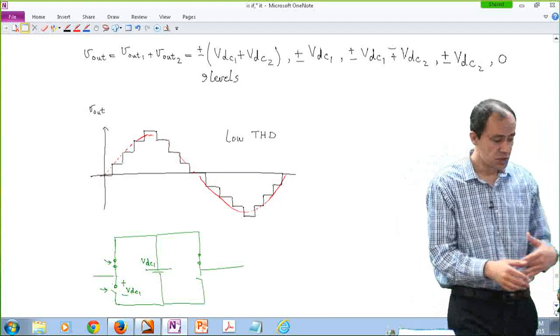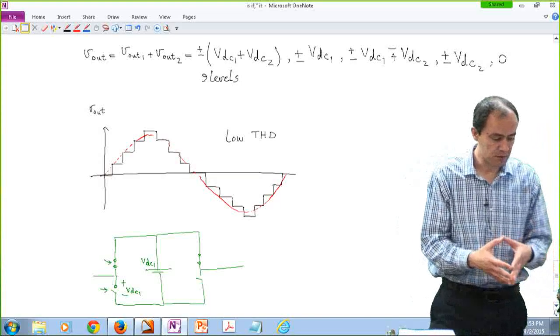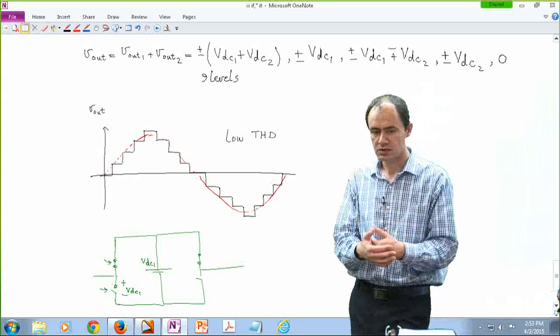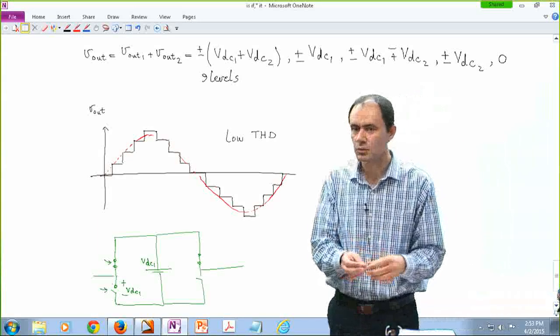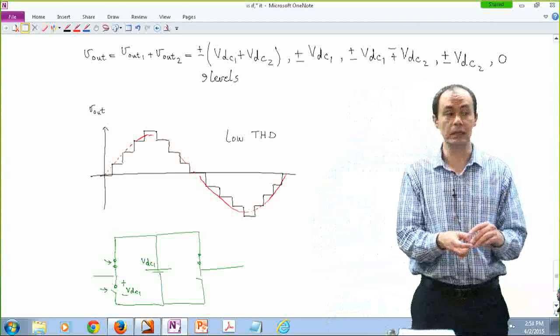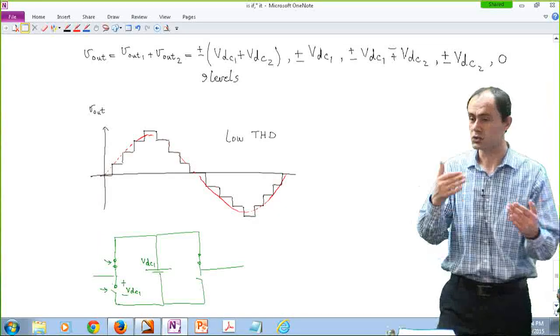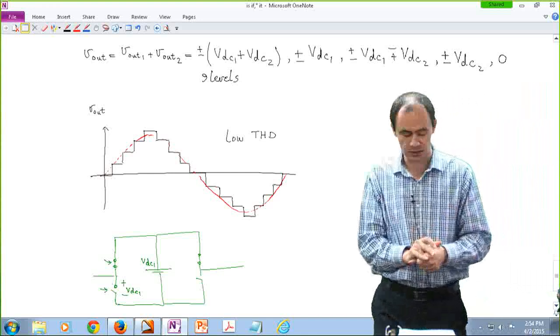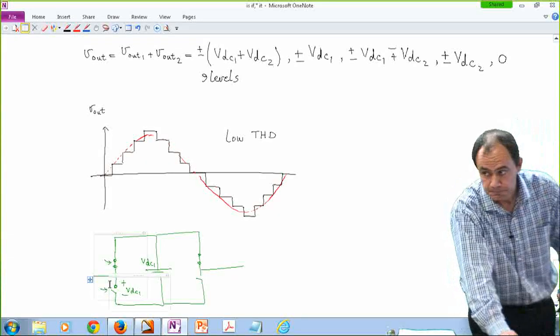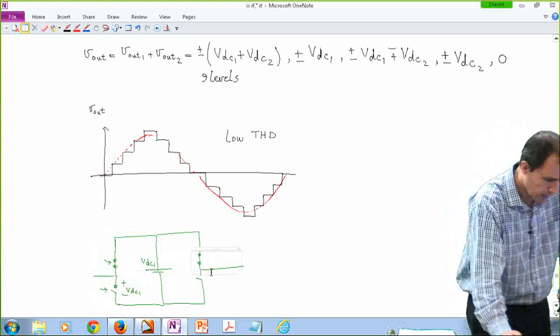All right. So this is the major advantage of these converters, which is, for instance, if you are using 600-volt IGBTs, potentially you can go as an output voltage which is as high as, ideally, 1,200 volts, which is 600 plus 600, something like this. All right, any other questions? Okay.